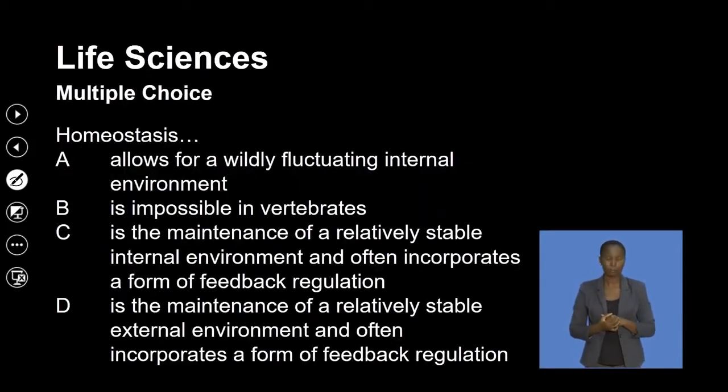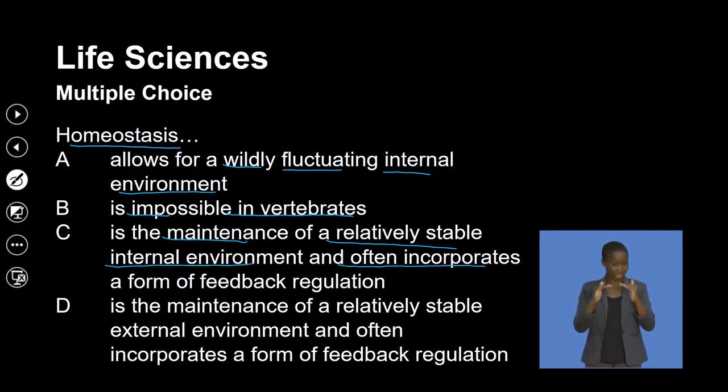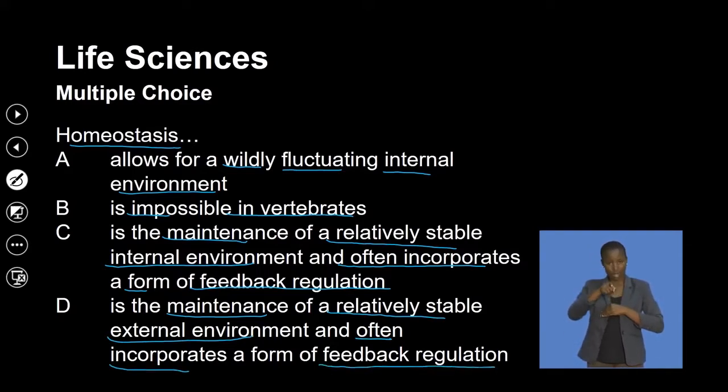So I have a multiple choice question for you. And so it reads, homeostasis is the following. A, allows for a widely fluctuating internal environment. B, is impossible in vertebrates. C, is the maintenance of a relatively stable internal environment and often incorporates a form of feedback regulation. Or D, is the maintenance of a relatively stable external environment and often incorporates a form of feedback regulation.